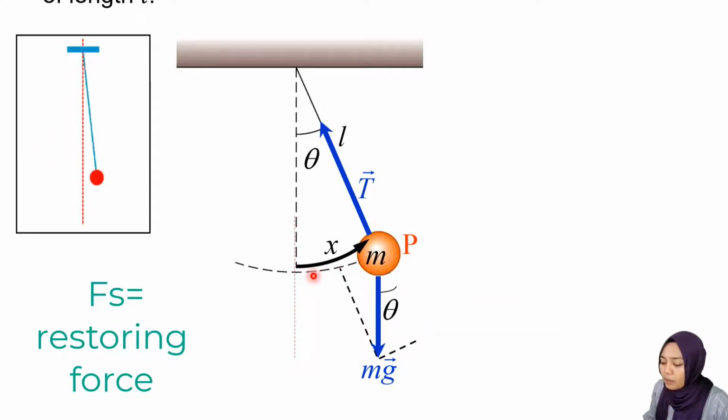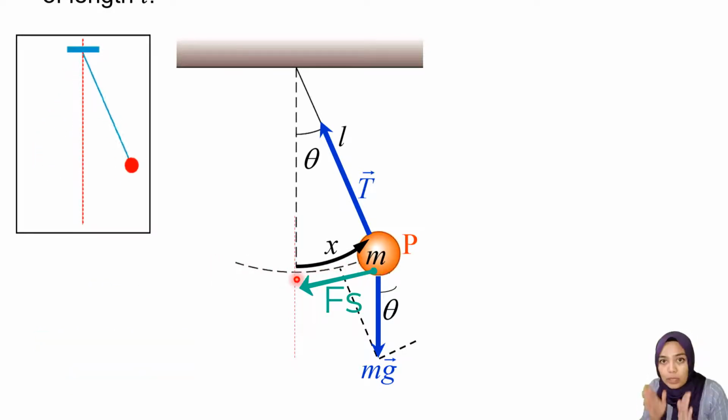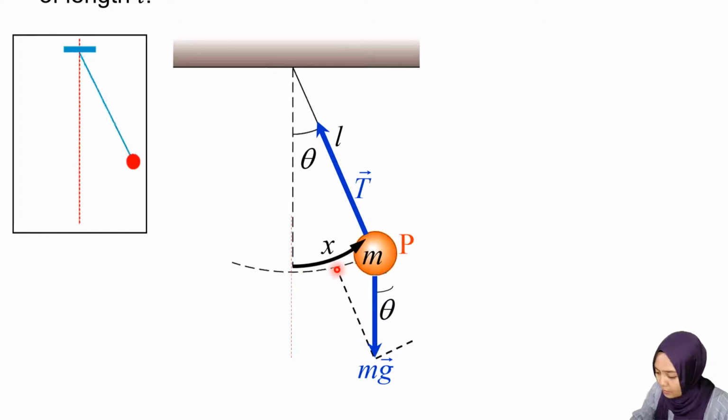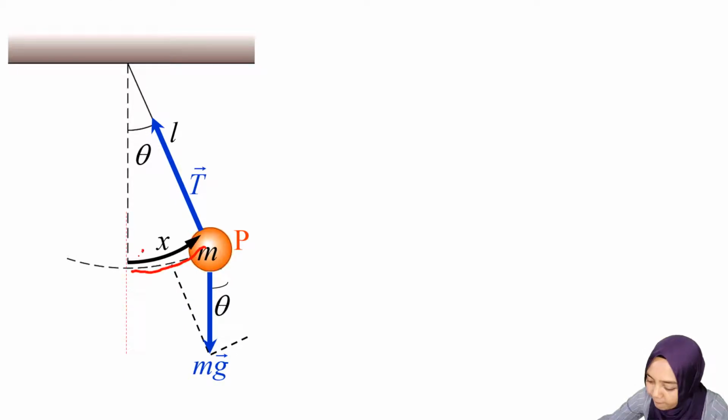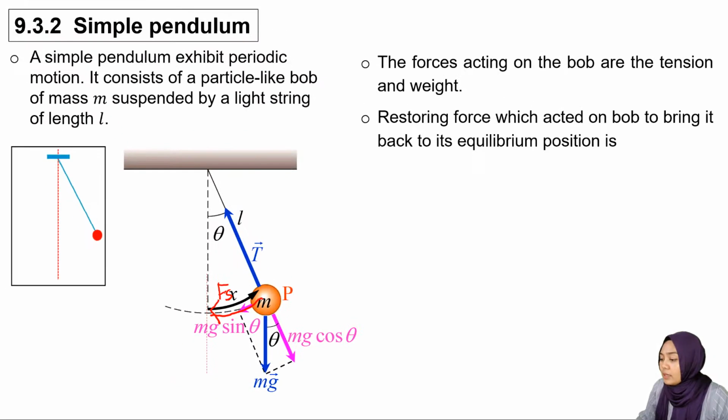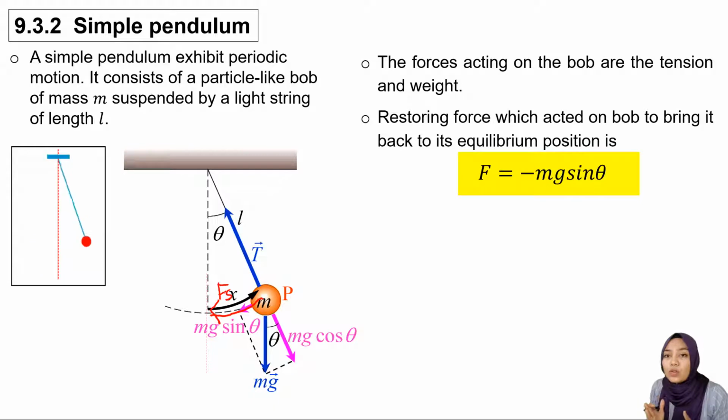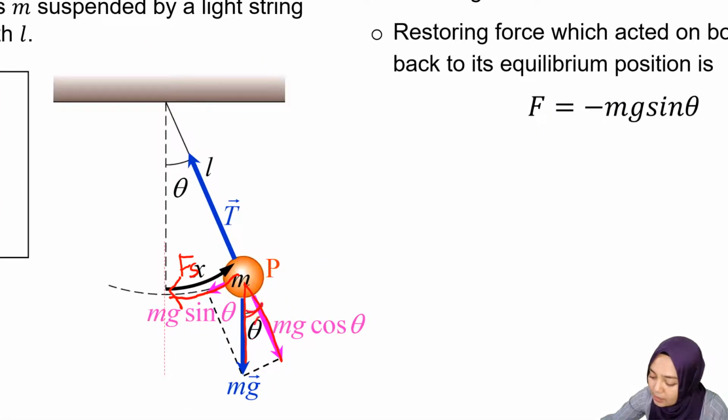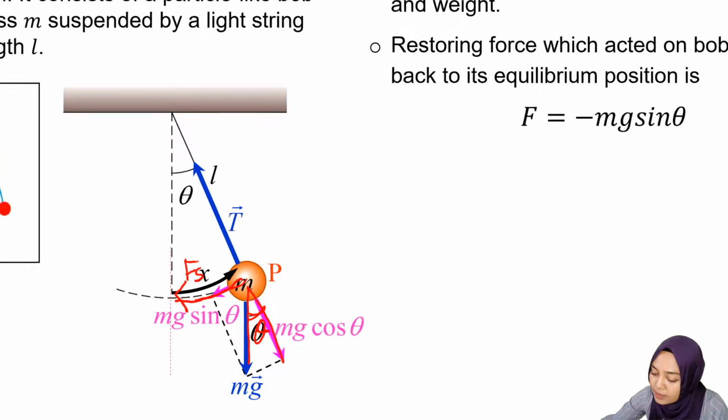Previously, we've been talking about the restoring force. It always tries to go back to the equilibrium point. So the restoring force is actually pointing to here, so this is the restoring force. We can say that the forces acting on the bob are the tension and the weight. The restoring force which acts on the bob to bring it back to its equilibrium position is Fs equals negative mg sin theta. So this is the theta, and this is the Fs.